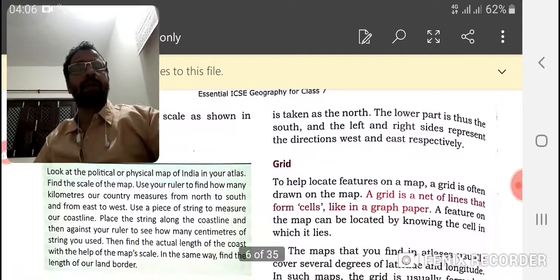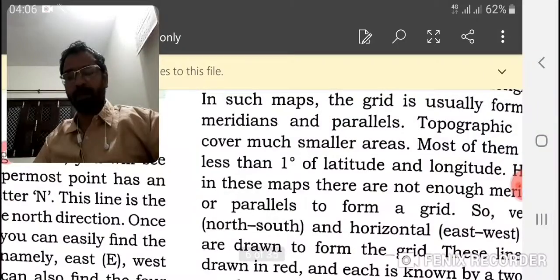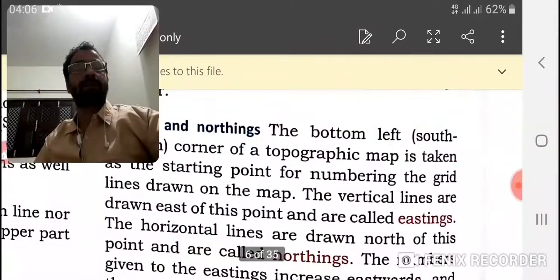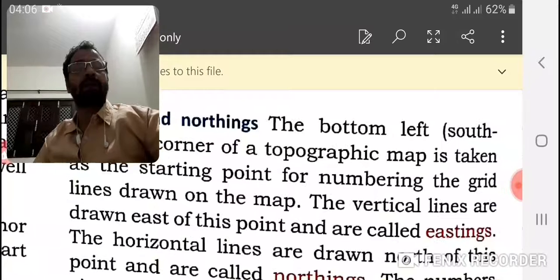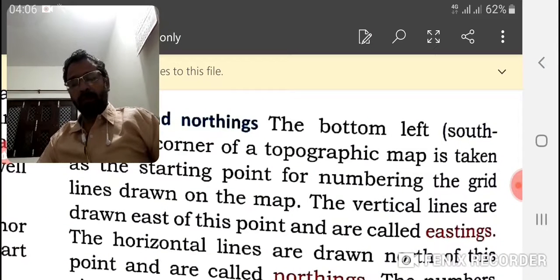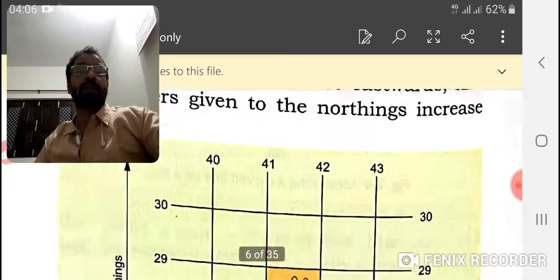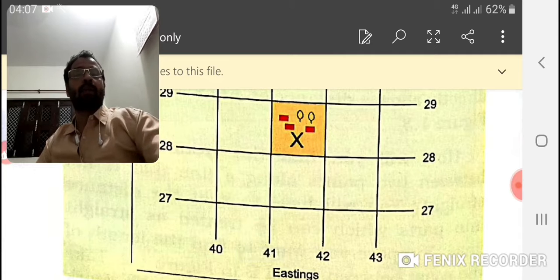Okay, here we can find Eastings and Northings. So, the bottom left, I mean south to west corner of a topographic map is taken as the starting point of numbering the grid. That already we said. Here you can see, so top left hand side bottom. Okay.